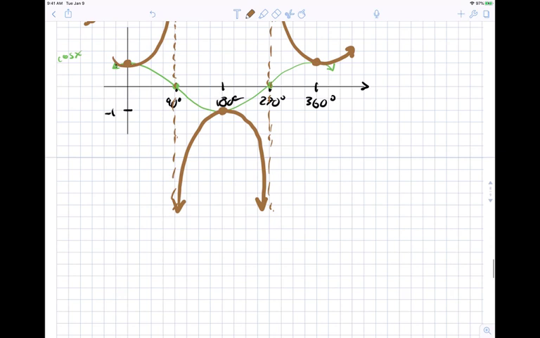So the domain is going to be all reals, except n pi over 2. Let me think about this. The domain is going to be all reals except theta, where theta is not n times pi over 2, where n are odd integers.